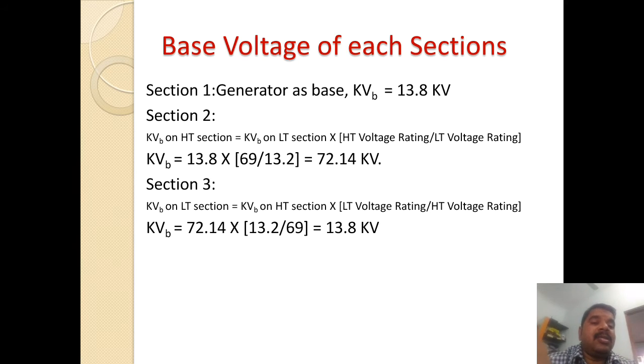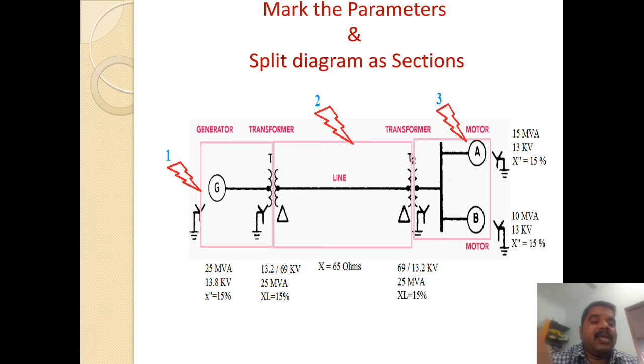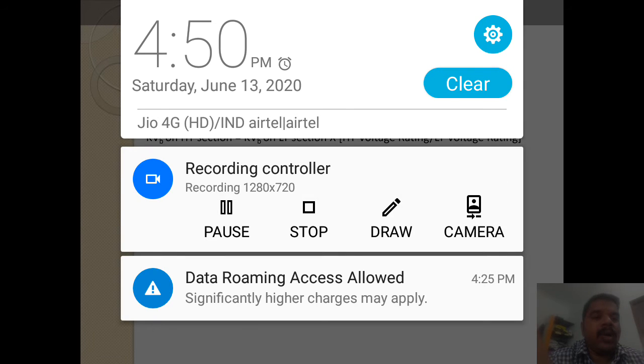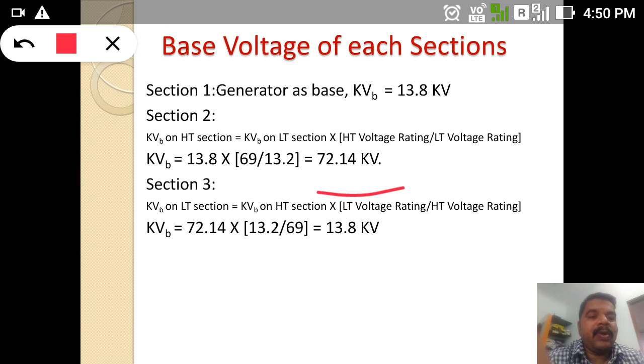See carefully which KVB on HT section we have. In the problem, the HT section for the transformer T2 is 69, and 69 falls under section 2. So we take the KVB on HT section as the section 2 value, which we already found as 72.14.